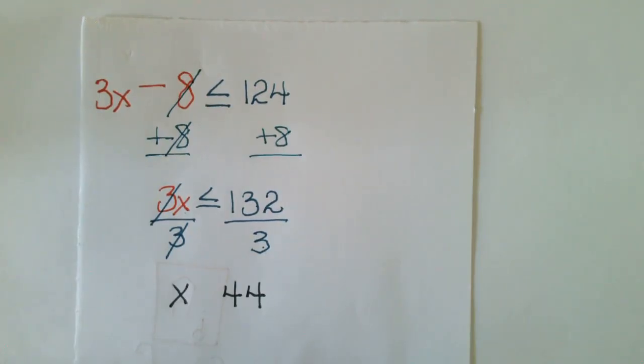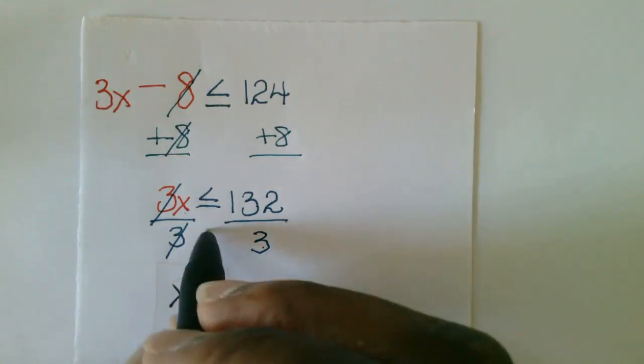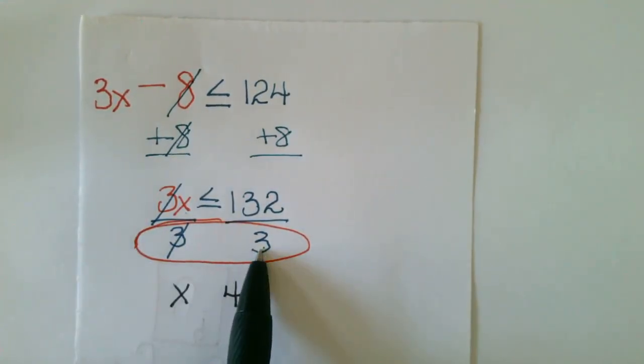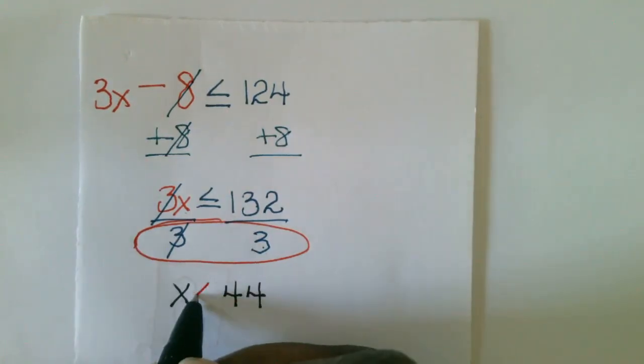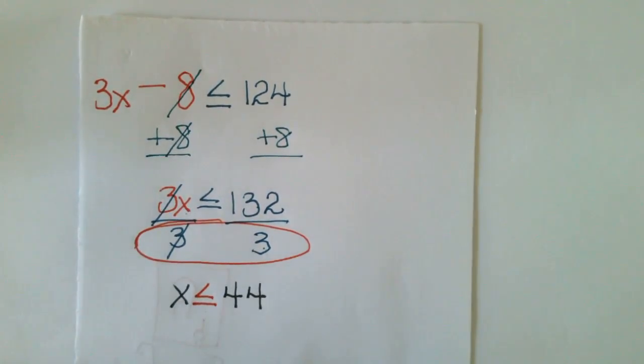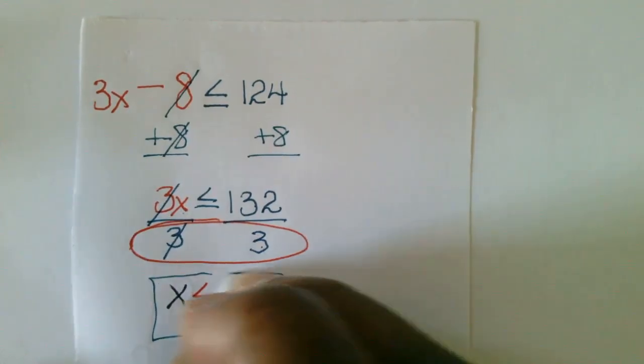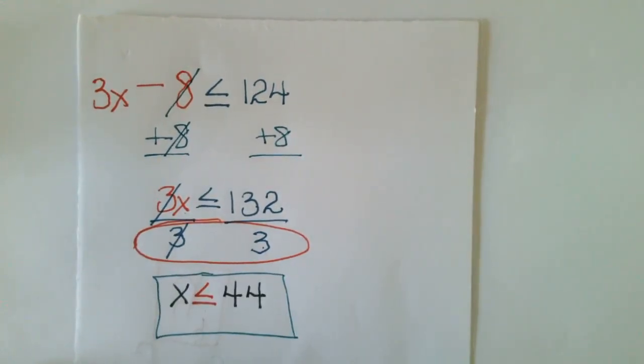Alright, now, since we divided by a positive 3, that means our inequality is going to stay in the same direction. That's right, Jerry, because we did not divide by a negative number. So anytime you multiply or divide by a negative number, that's when you change the direction of the sign. Okay? So our answer for this one is going to be x is less than or equal to 44.